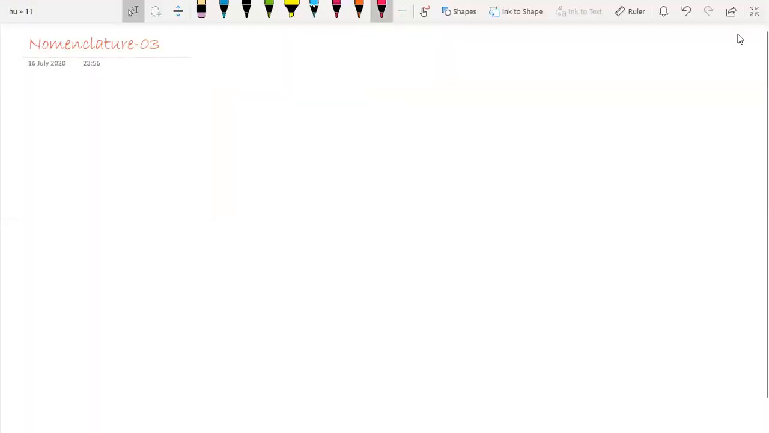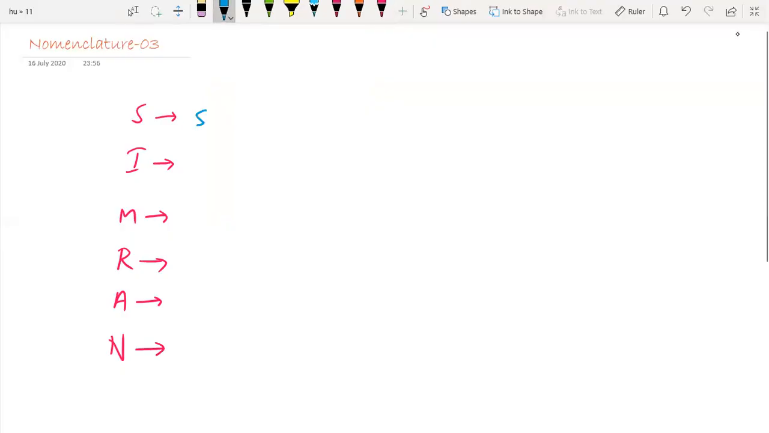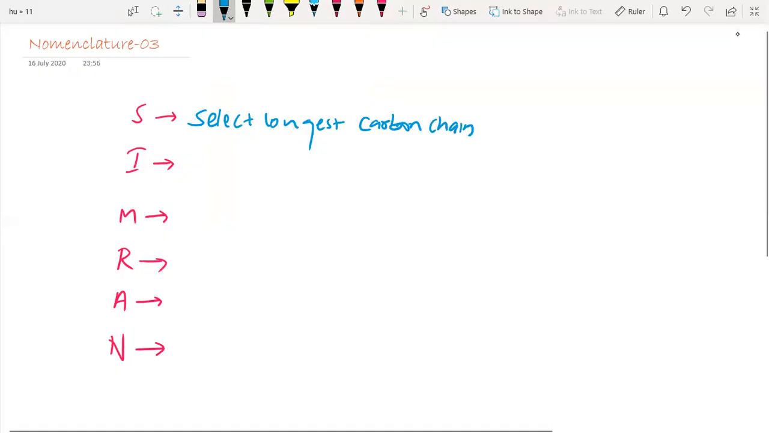Hello everyone. Today we have another formula, that is SIMRAN, and we'll make use of this while writing IUPAC nomenclature of alkanes. The very first thing is to select the longest carbon chain. Another is to identify the groups.